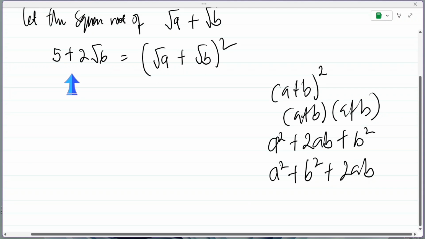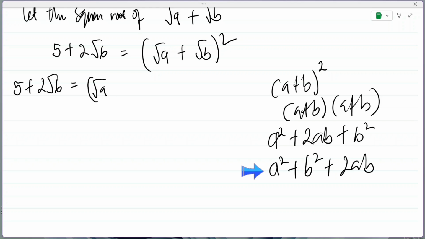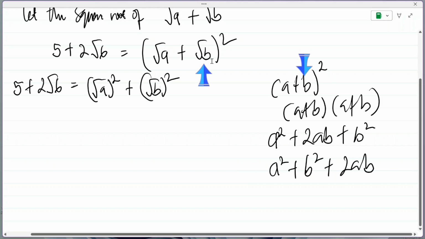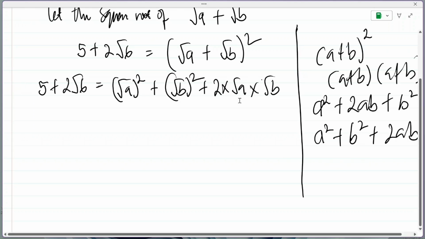So let's repeat this part first. We have 5 plus 2 root 6 equals square root of a, which is the same as a in this case, so you have it as square root of a squared plus square root of b squared. Square root of b represents our b in this case, since we are expanding just like this, and the result should be a squared plus b squared plus 2ab. So this is our a squared, this is our b squared, and then you have 2 times square root of a times square root of b. Since this root a stands for a and this root b stands for b, you have it in this form.